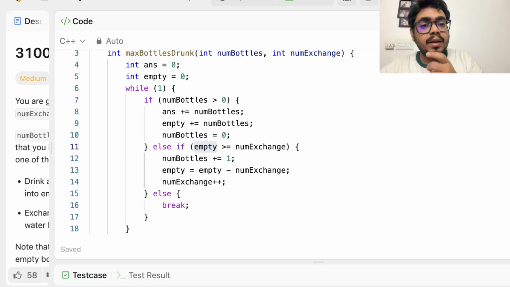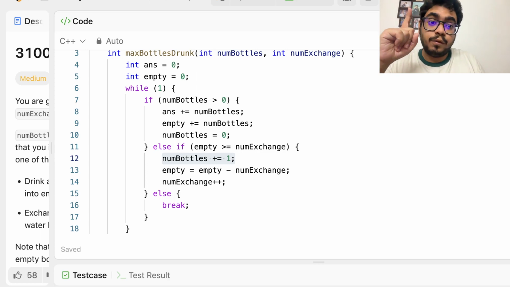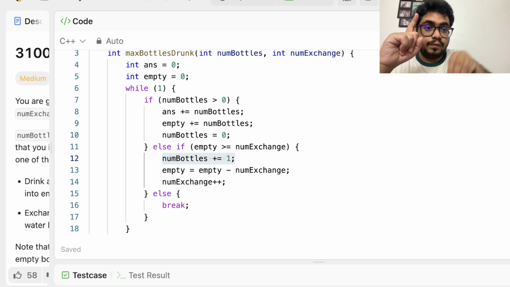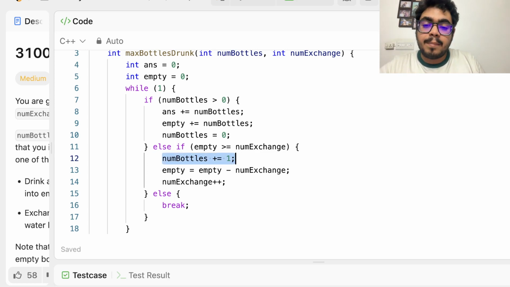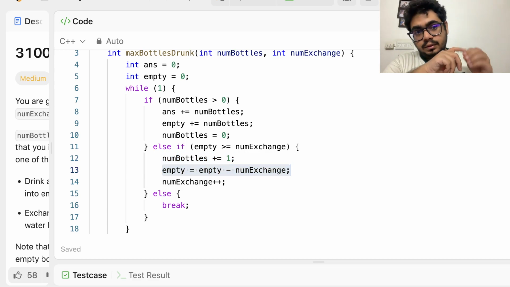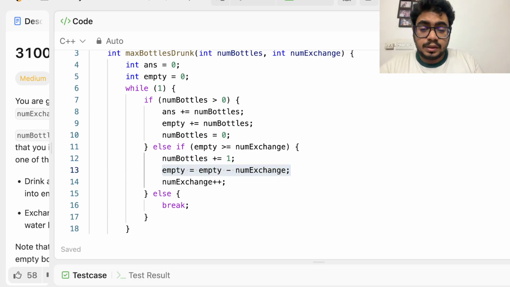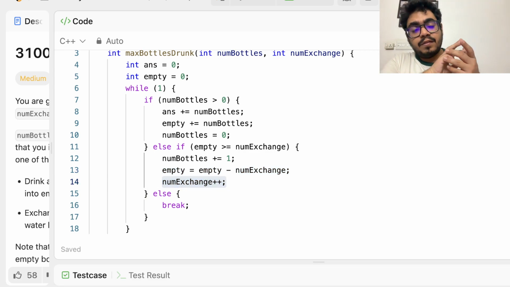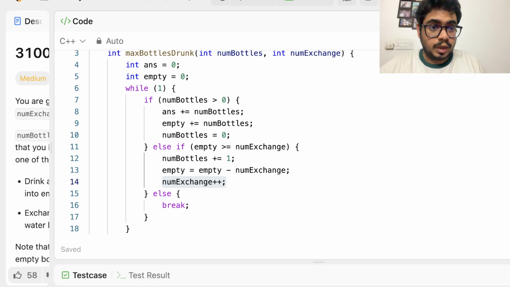If the number of empty bottles that we have is more than or equal to the number that we can exchange one full bottle for, then I'll do num bottles plus plus. Now we have one full bottle with us, which we got via exchange. From the empty bottles, you subtract the number that you exchanged, and you do num exchange plus plus, because earlier if there were 3 empty bottles that you used to exchange, now you'll have to exchange 4 of them. So do num exchange plus plus.